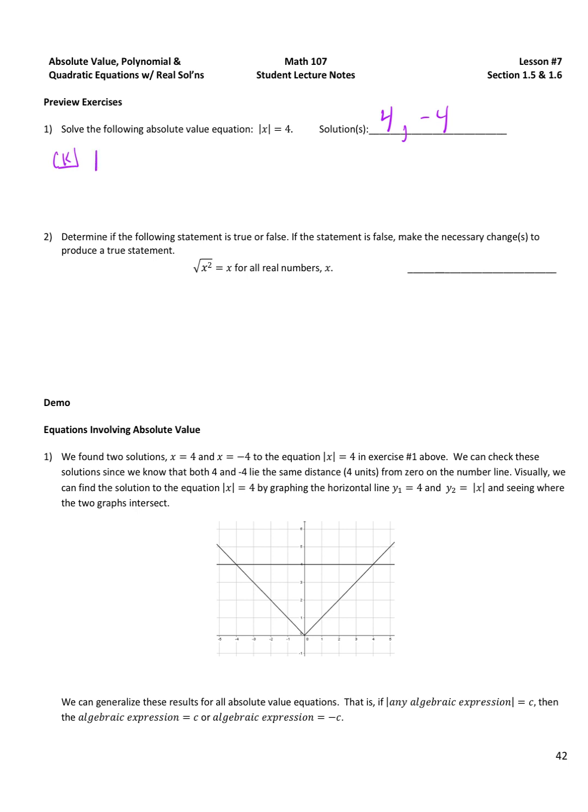So we can check. The absolute value of 4 equals 4, check. The absolute value of negative 4 equals 4, check. 2 solutions to an absolute value equation. Number 2, determine if the following statement is true or false. If the statement is false, make changes to produce a true statement.